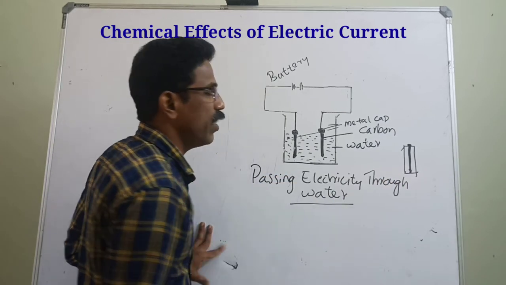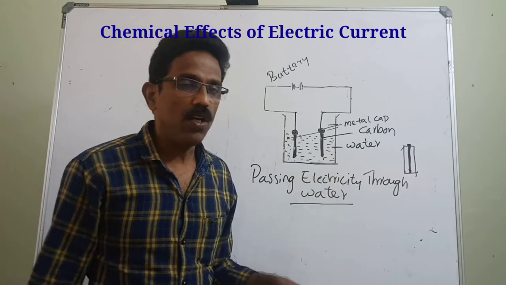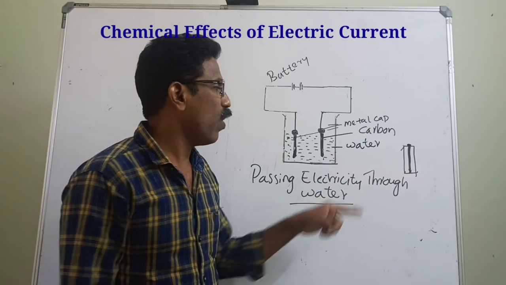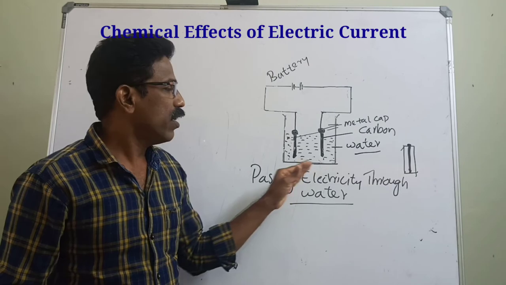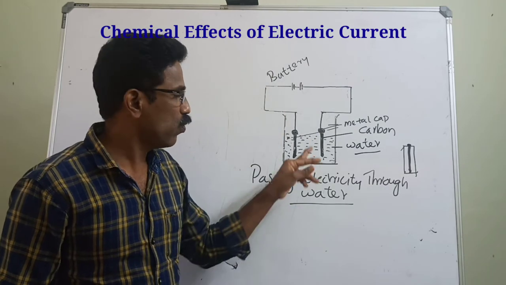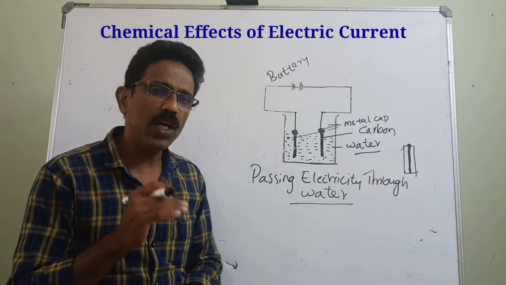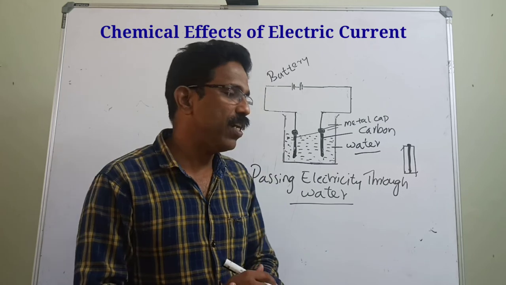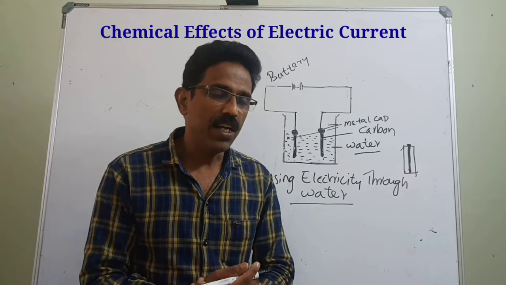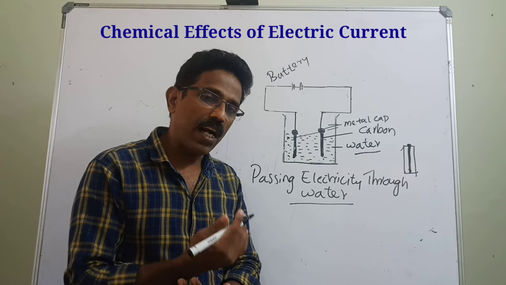So what happens when electricity passes through water? Here we have taken water as electrolyte, and we allow electricity to pass through this water. But you know that pure water or distilled water is not a conductor. Distilled water is not a conductor.